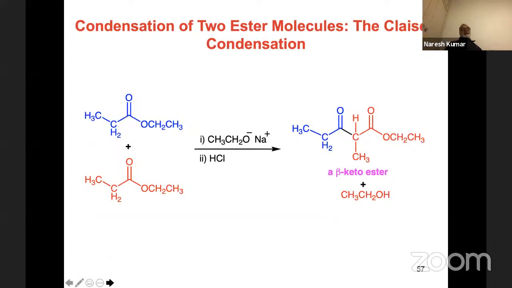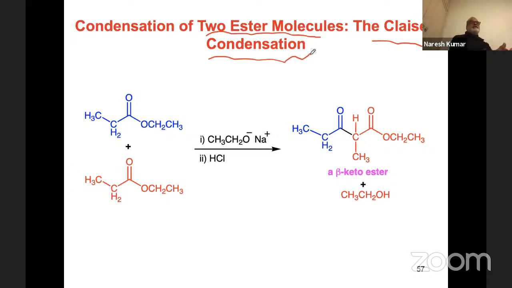So the next question then is, can we try to condense 2 ester molecules? So far, we have condensed 2 aldehydes, 2 ketones, and an aldehyde and a ketone together. And the ketones were present in the same molecule, which we condensed together to a cyclic compound. Can we condense 2 ester compounds? The answer is yes. And this type of condensation reaction, when you condense 2 ester molecules, is called the Claisen condensation reaction.